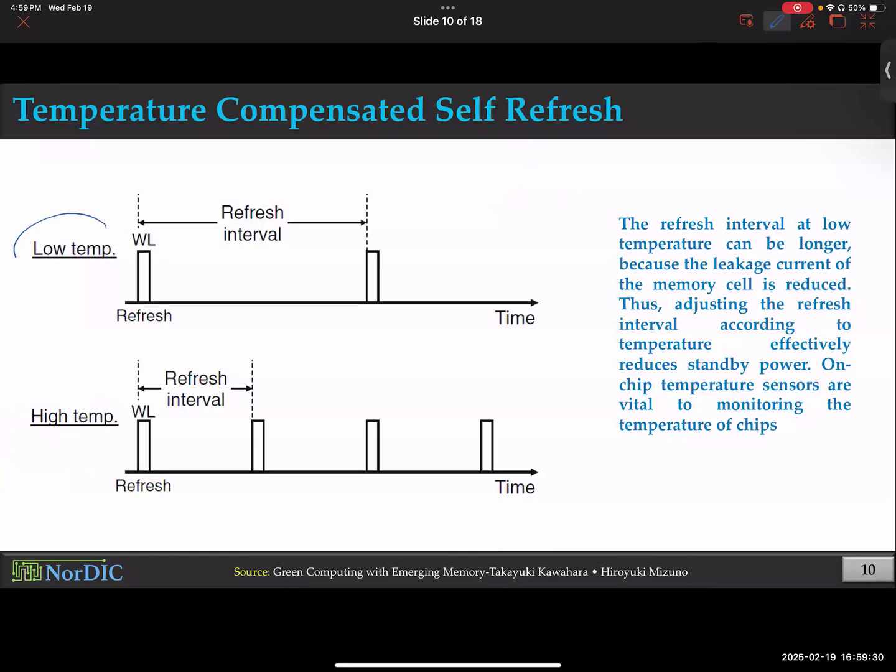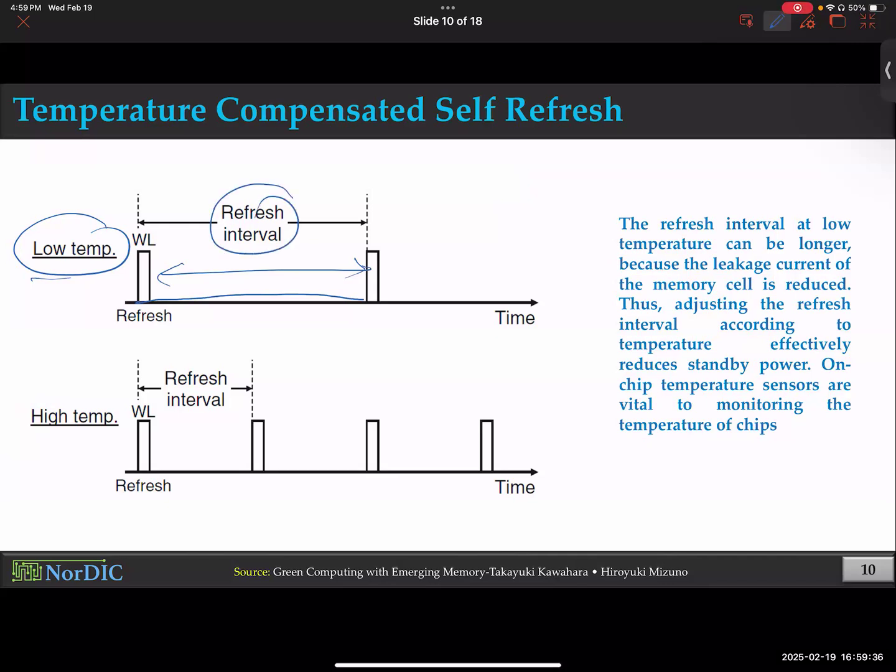So what we do is, at lower temperature, we could reduce the refresh frequency and increase the refresh interval. But for higher temperature, we have to increase the frequency, and that will become more energy hungry, as you can tell.